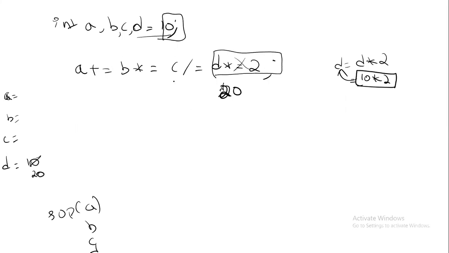So this evaluation will happen now. C is equals to C by 20, right? Now my question is, what is the current C value? Do you know any current C value now? No, right? That's why it will tell compile time error.